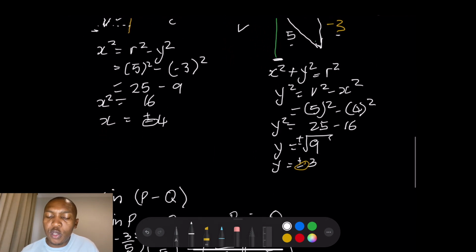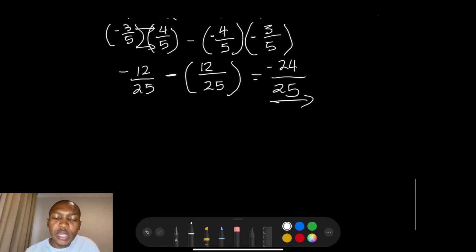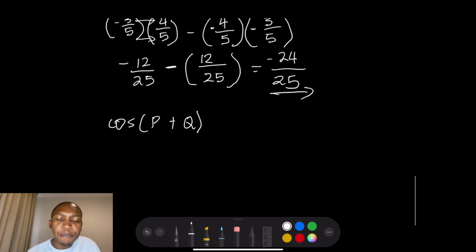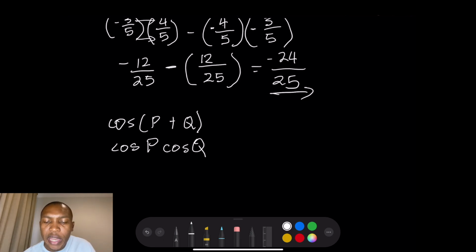Cos of P plus Q. Okay, using our compound formulae, cos of P plus Q. So we know that for cos, you're going to have cos of P, cos of Q. Remember, for cos, we change sign. So when we've got a plus there, it's going to be minus sine of P, sine of Q.